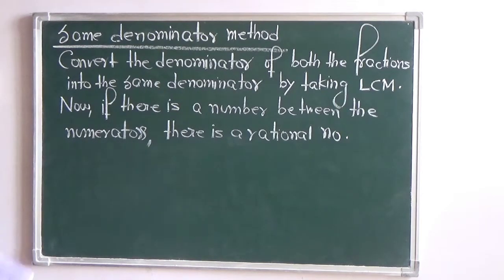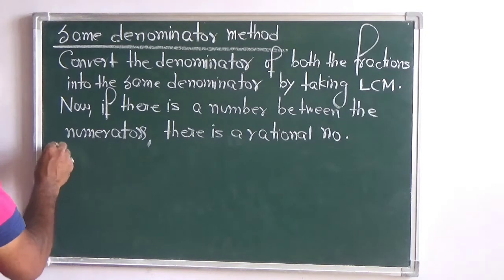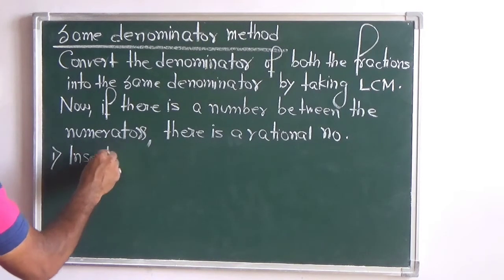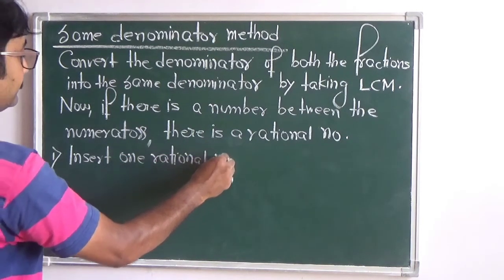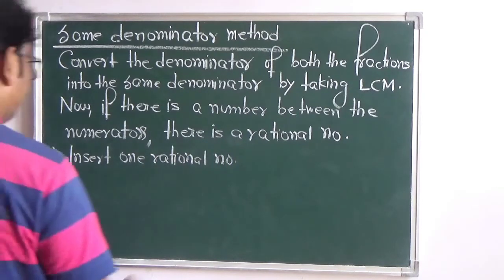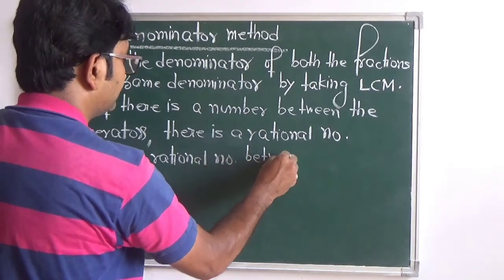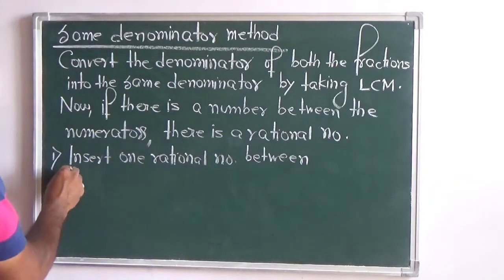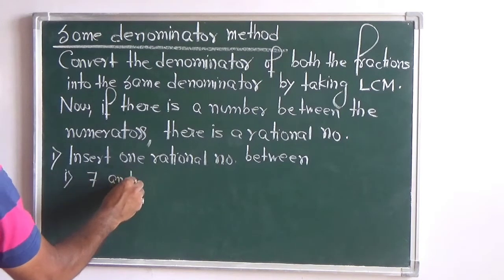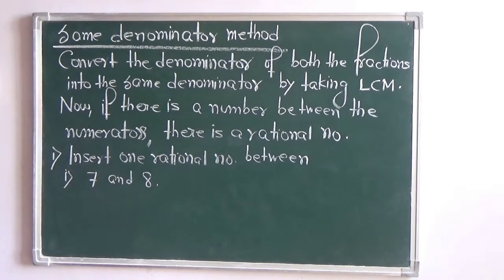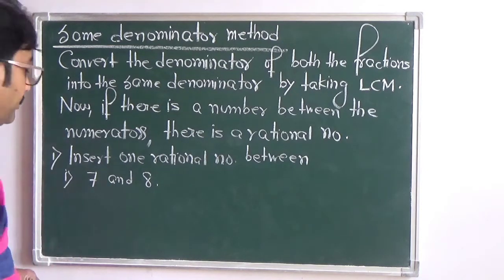So first one, if you have noted it down, the question number 1: insert one rational number between 7 and 8. So how to find this? Insert one rational number between 7 and 8. We can do it using both the methods, but here we will be using the first method, that is the formula method.